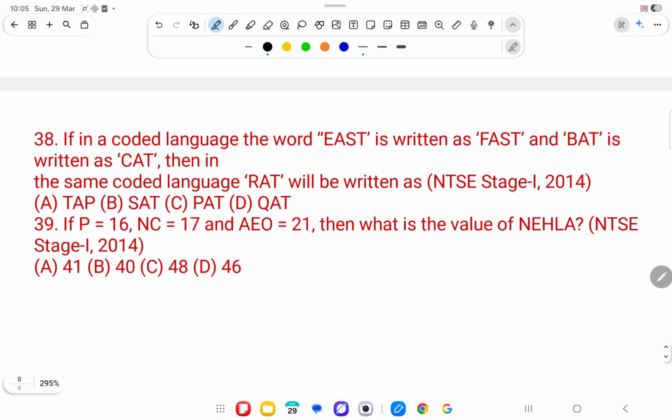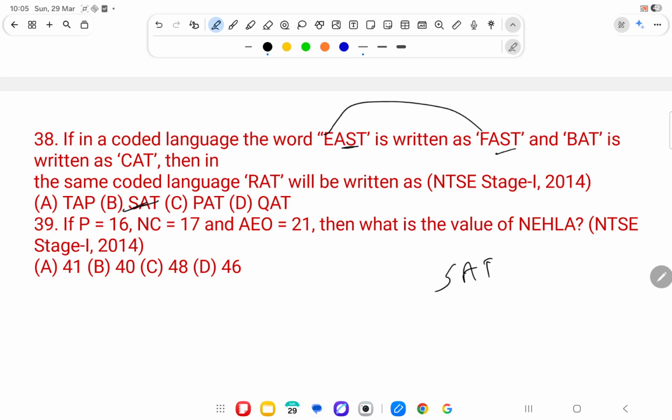Next, 38th question. If in a coded language the word EAST is written as FAST and BAT is written as CAT, then in the same code RAT will be written as? Only AST is the same and E and F are different. E plus 1 is F, then B plus 1 is C, AT is common. So AT should be common and R should be taken to the next letter. R's next letter is S, SAT.